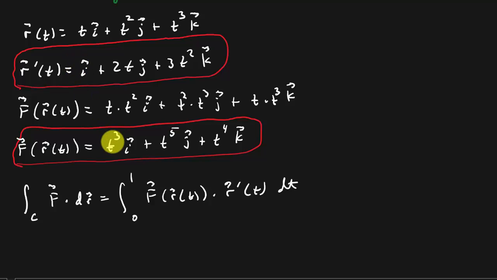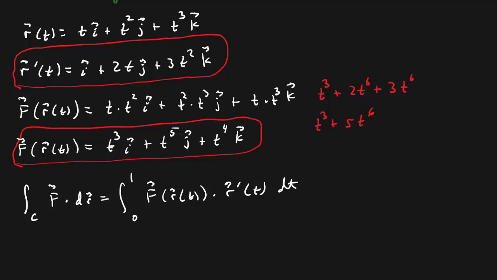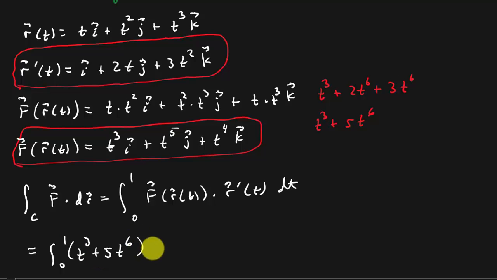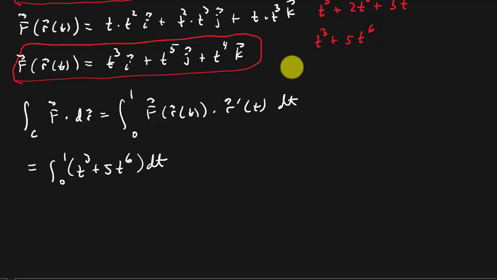So 1 times t cubed is t cubed, plus this times this. So that's 2t to the 6, plus, and then we've got this times this. That would be 3t to the 6th. So that's going to be t cubed plus 5t to the 6th. So this is going to be the integral from 0 to 1 of t cubed plus 5t to the 6th dt. All right. And so this is going to give us 1/4 t to the 4th plus 5 over 7 t to the 7th from 0 to 1. And that is going to give you 27 over 28.